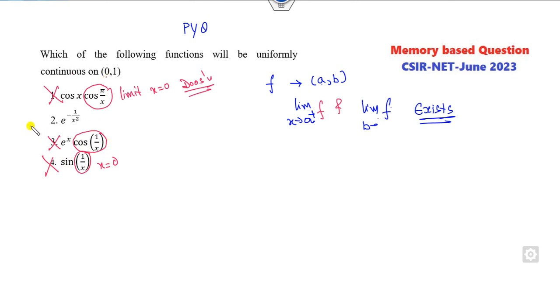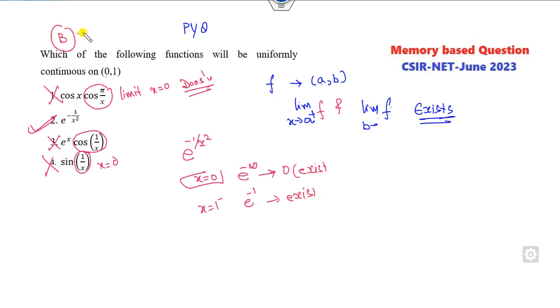So it means the only left option is here. Why is it this? Because at x equal to 0, what is the answer of this? e raised to power minus infinity, which is 0. It exists. At x equal to 1 minus, it is e raised to power 1. It also exists. So since this is part B, the right answer is only B is the correct answer.